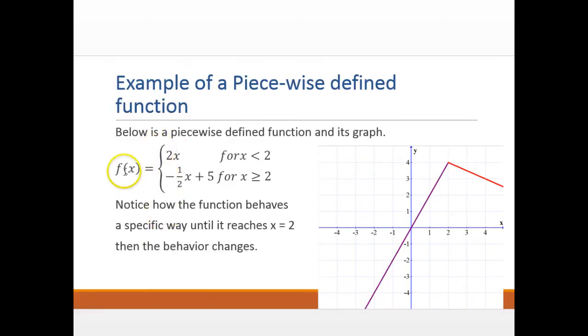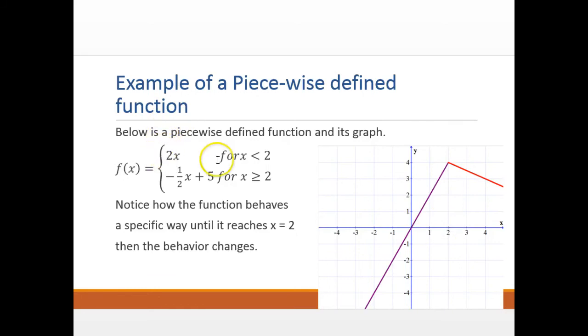This is typically the way we write a piecewise-defined function. Let me show you the graph first. Notice that this graph follows a very distinct pattern all the way up until I get to this x value of 2, and then it changes and follows another pattern. This is what we mean by piecewise defined. For one piece of the function, it's defined one way, and then there's a distinct break, and then it's defined another way. Notice this break occurs at x equals 2.